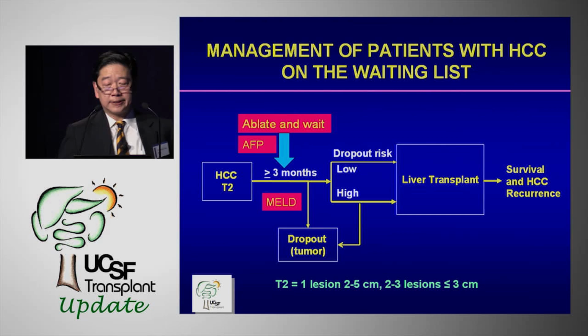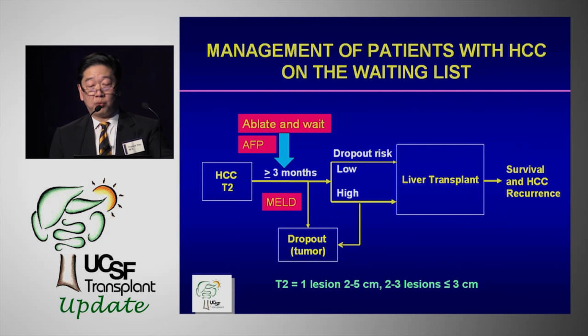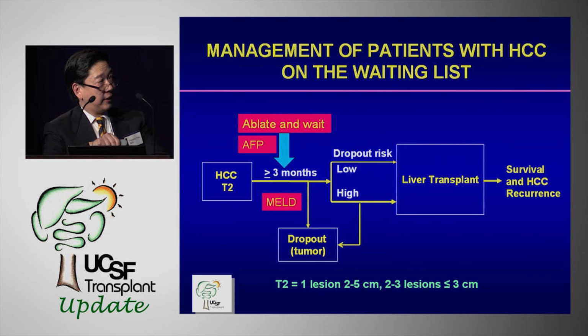So in summary, I think managing patients on the waiting list who have HCC is a very complex issue. There are still many challenges and many problems to solve. In terms of managing them on the waiting list, we advocate allowing at least 3 months of observation period to observe tumor biology based on response to local regional therapy, and also look at the AFP. And the current organ allocation policy should be tailored according to the risk of dropout from the waiting list. Thank you very much.